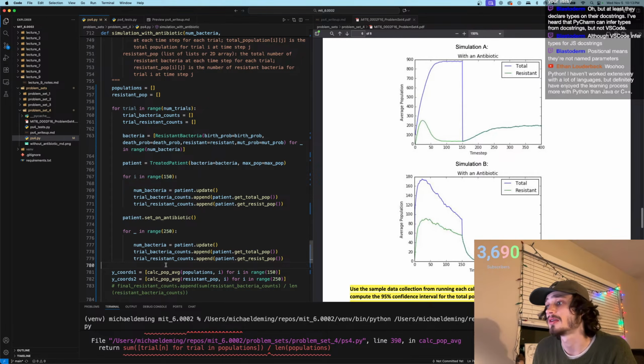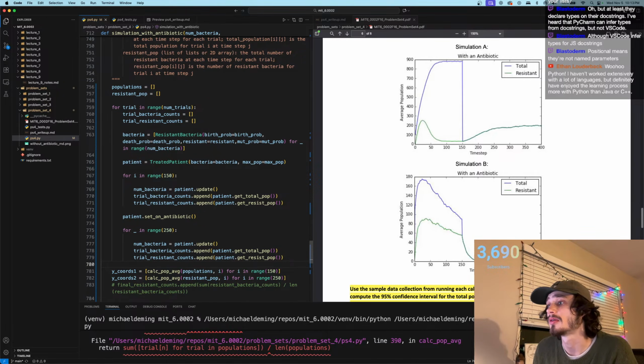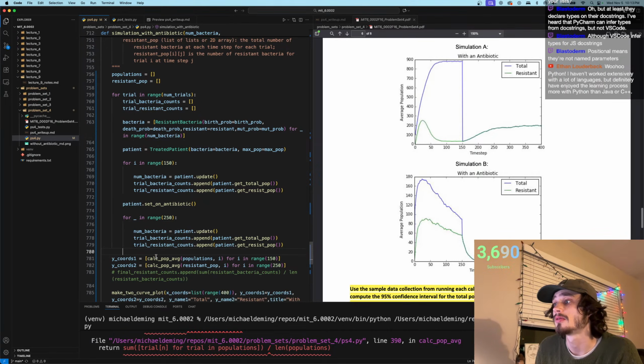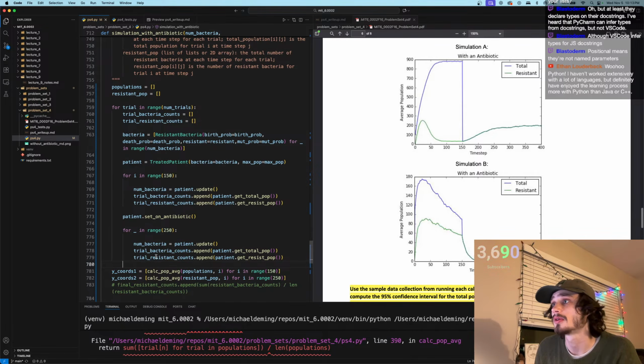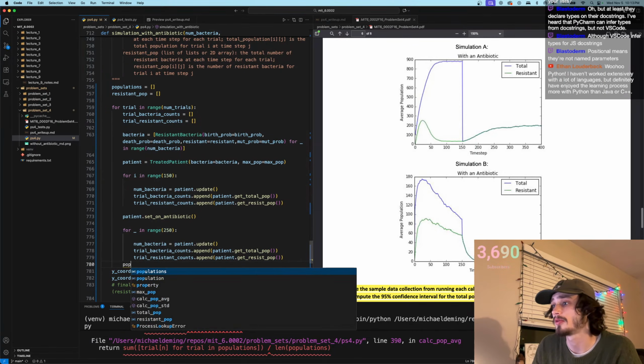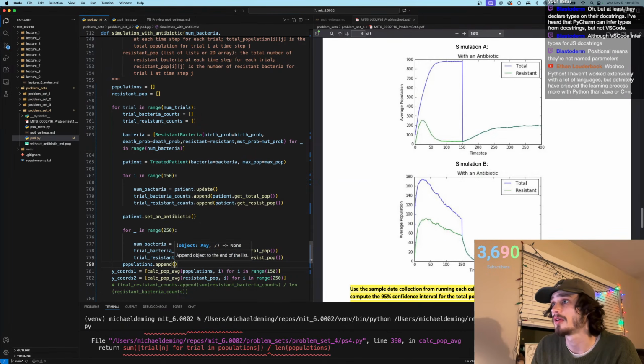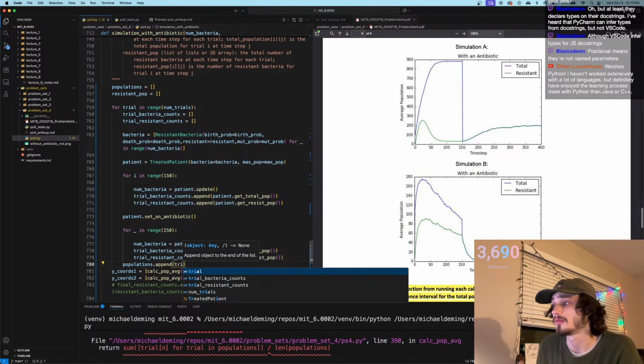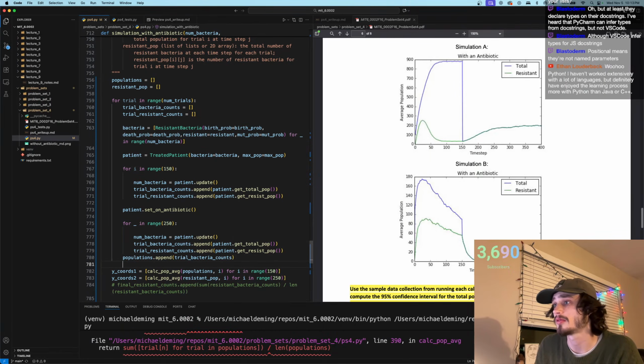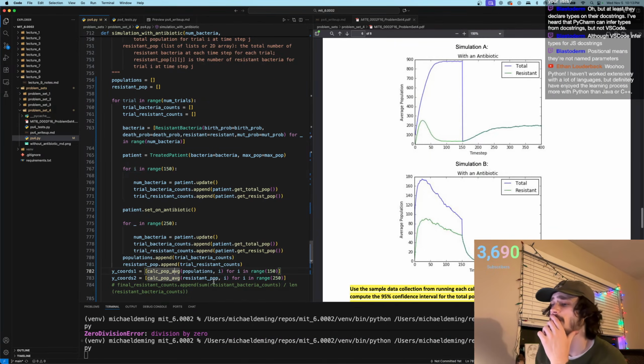Okay, so then at the end of every trial, we go populations dot append the trial bacterial counts, resistant populations dot append trial resistant counts. Run that.